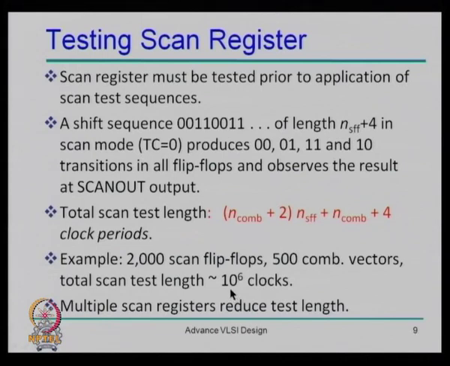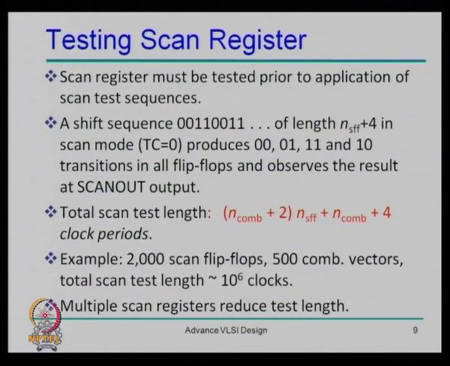So, you can see the impact in terms of test time. This will increase the test time, but it helps you greatly in reducing the test generation effort. Otherwise, test generation may not be possible for a fairly large industrial design, or if it is possible, it may take an enormously long time that may not be affordable.